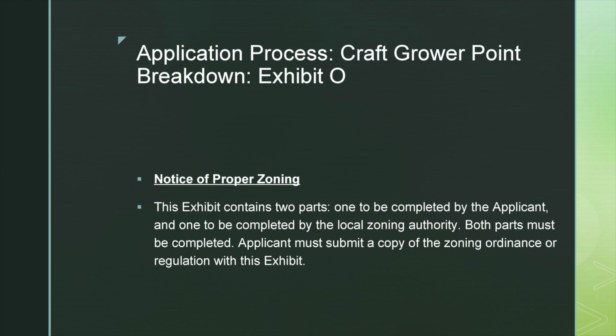These are simply requirements that you are required to meet in order to have a complete application. And so Exhibit O is a notice of proper zoning. It is an exhibit that contains 2 parts. One is to be completed by the applicant, and the other is to be completed by the local zoning authority.